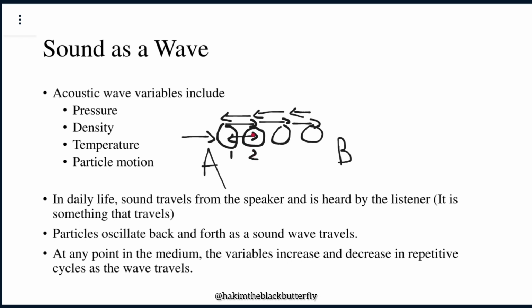When one goes back to its mean position, there is a gap created in between them. The pressure decreases, and also the density decreases in the same way. So pressure and density will keep on varying because of that.